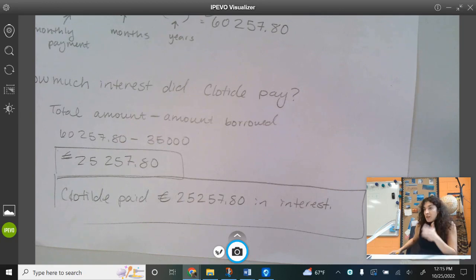So there's lots of other questions that could happen here. Just make sure that you understand what these words mean as we're going through and practicing these together in class.